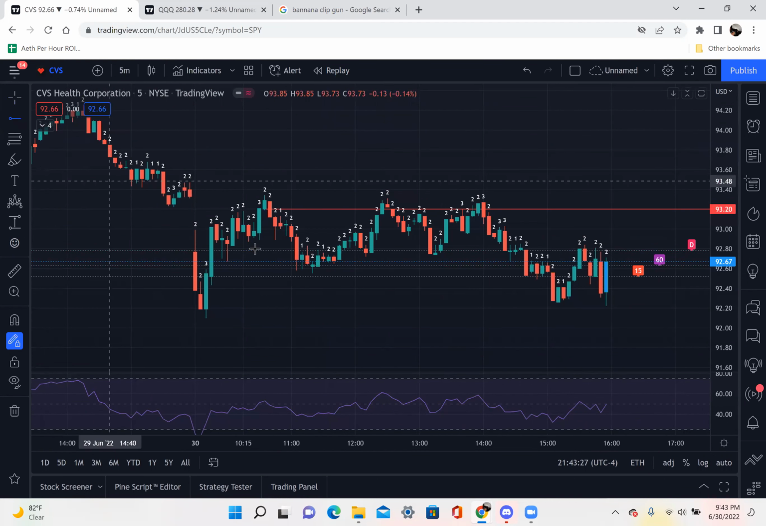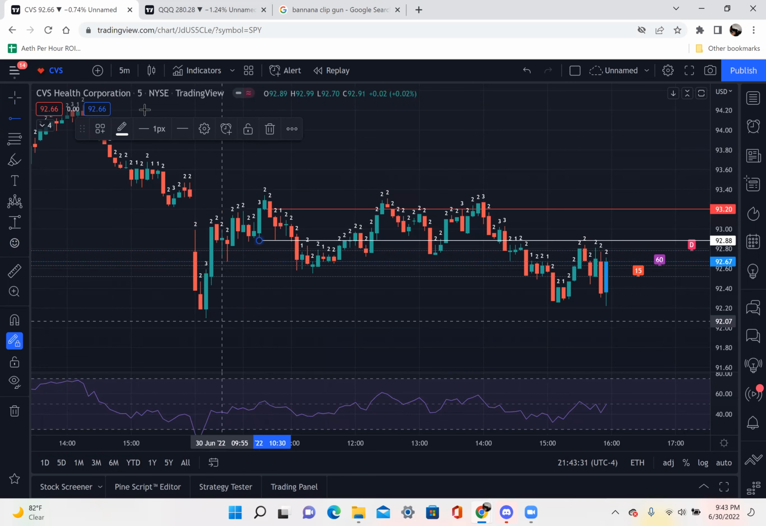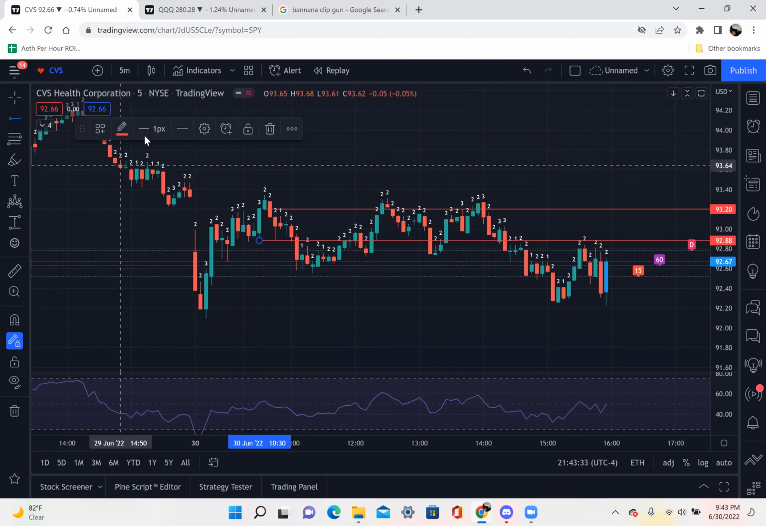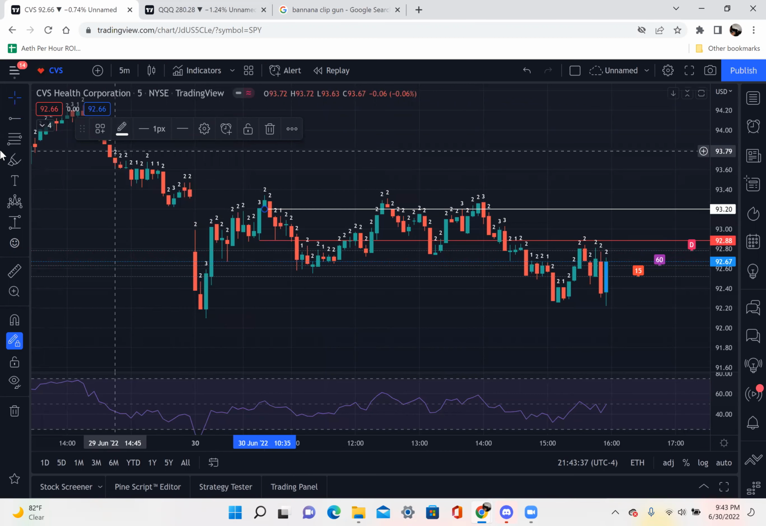And now you need targets, right? So we know that that's our entry. So we know that this is our target. And let's go ahead and make that red and make this one white so we can know that that was our entry.